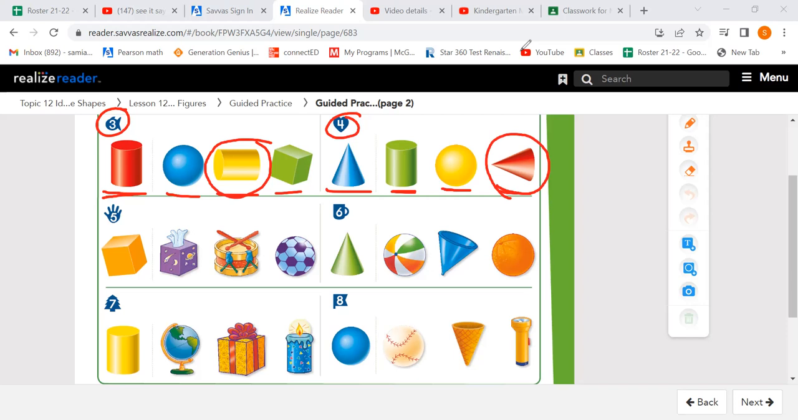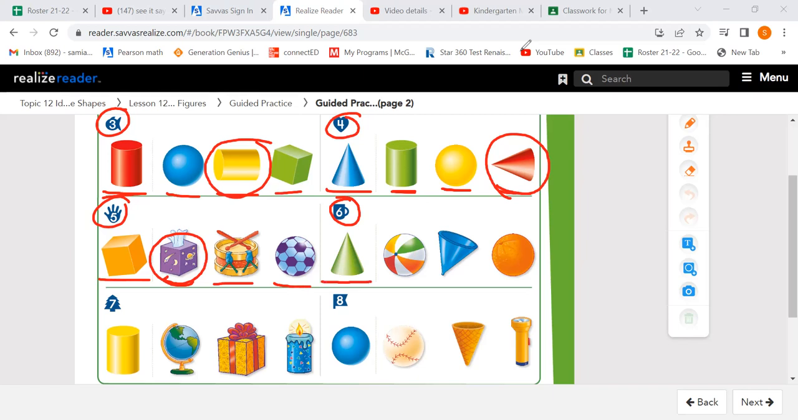All right, let's look at number five. You are going to name the solid figure on the left and then draw a circle around the object on the right that looks like that shape. So the first solid figure is a cube. Can you find any cubes in here? There's a tissue box. Does that look like a cube? Yes, it does. So we're going to circle it. What does this drum look like? It looks like a cylinder. And this soccer ball looks like what? A sphere.